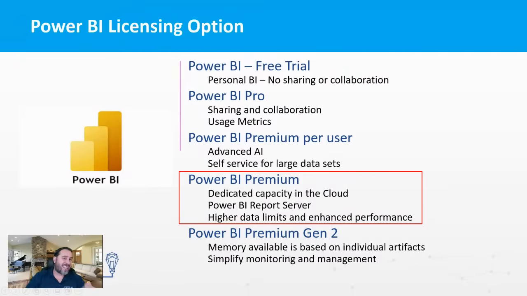Now, the reason why I've highlighted Power BI Premium, and you can see Gen 2 is in there, is because as of October of 2021, I want to say that's the time frame, Power BI Premium Gen 2 effectively became GA. So if right now you were to go and buy Power BI Premium, you are buying Premium Gen 2. That's the standard now. But of course, people have had Premium prior to that date.